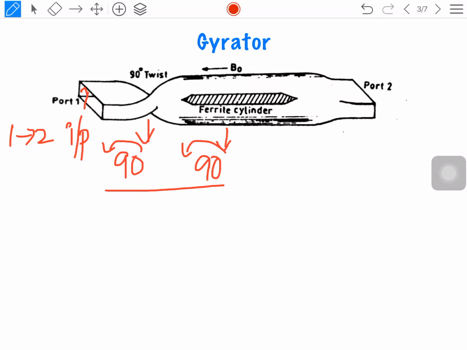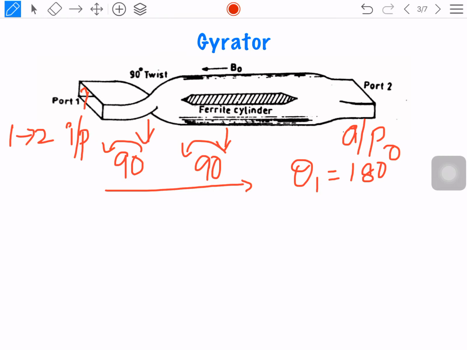Now when you see this wave as it is passing from port 1 to port 2, the overall phase shift observed here will be 180 degrees. The overall phase shift of 180 degrees is introduced here, one because of the twist and one because of the ferrite material placed in the circular waveguide.